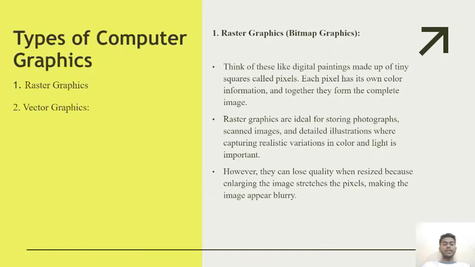The first one is raster graphics and the next one is vector graphics. First we'll learn about raster graphics, which is also known as bitmap graphics. Think of these like digital paintings made up of tiny squares called pixels. Each pixel has its own independent color and information, and all together they form a complete image.